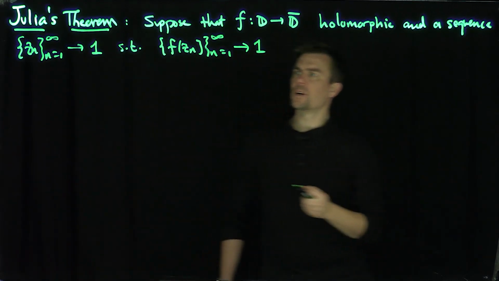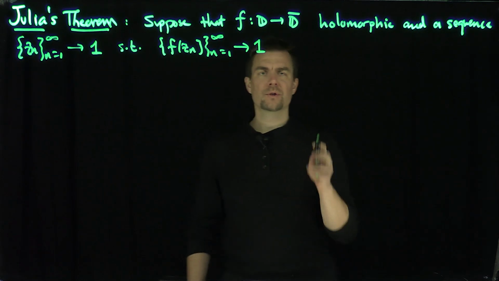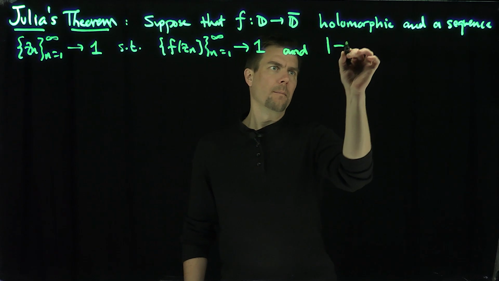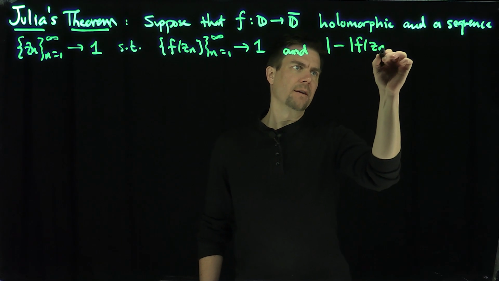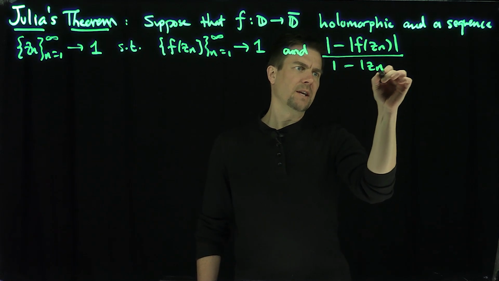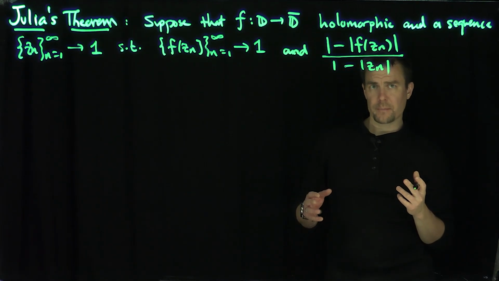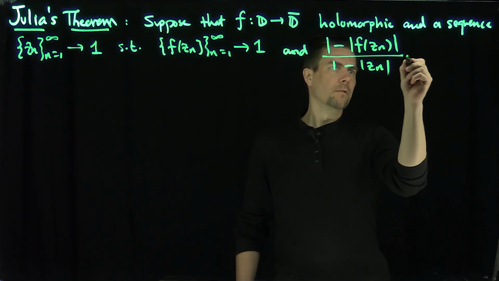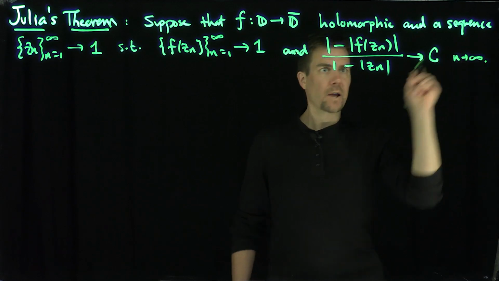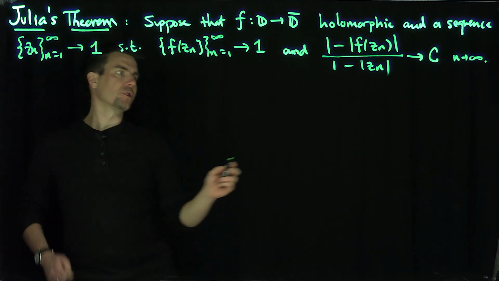And then one technical condition, one rate of growth condition on the difference quotient: 1 minus modulus f of Zn over 1 minus mod Zn. Looks like a difference quotient. It converges to a constant c as n goes to infinity. Under those three conditions, then what do we have?